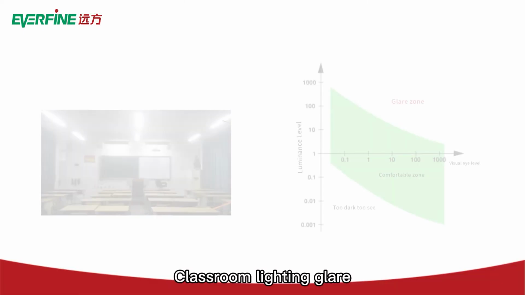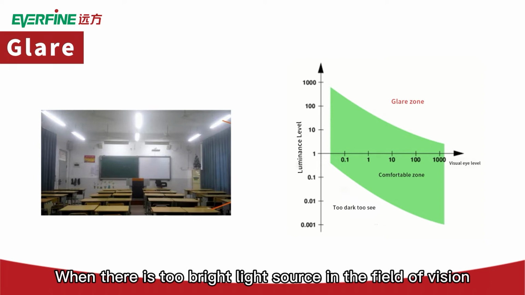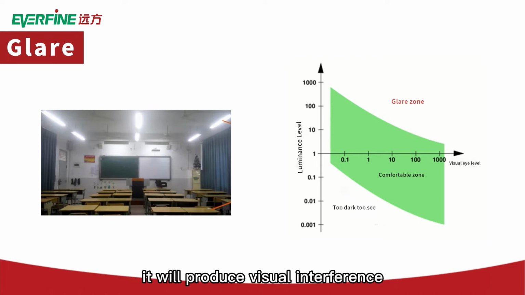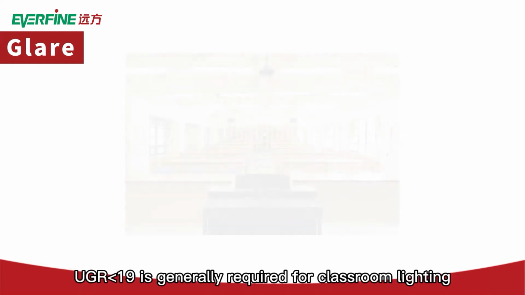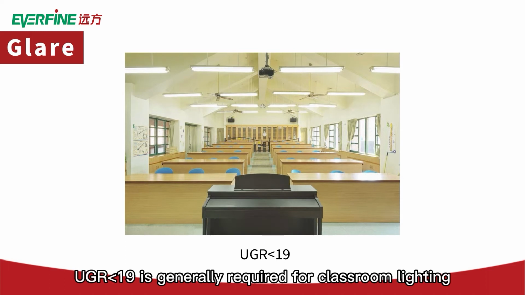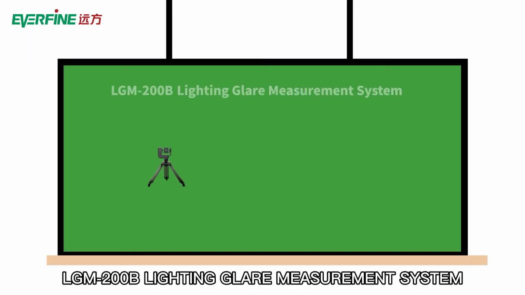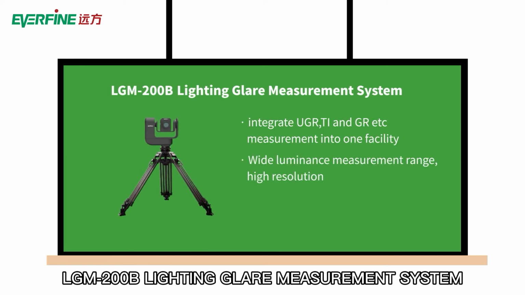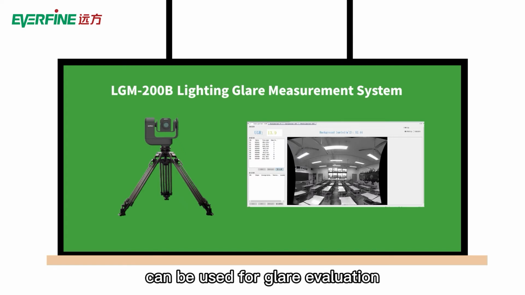Classroom lighting glare mainly examines the visual comfort level. When there is a too bright light source in the field of vision, it will produce visual interference and an uncomfortable feeling, and visual fatigue over a long time. Glare is generally evaluated by the unified glare rating. UGR below 19 is generally required for classroom lighting, and a higher requirement is below 16. The LGM-200B lighting glare measurement system can be used for glare evaluation.